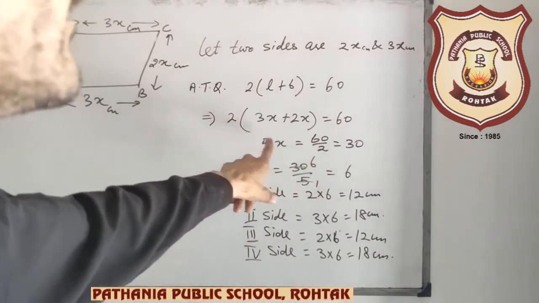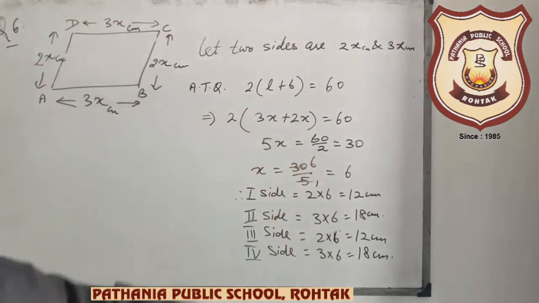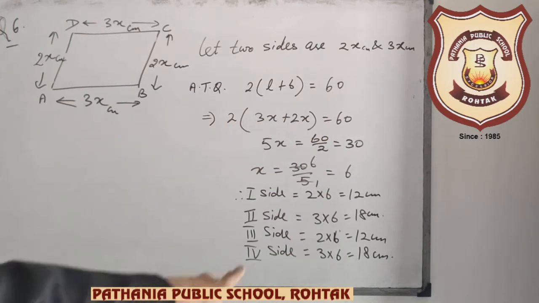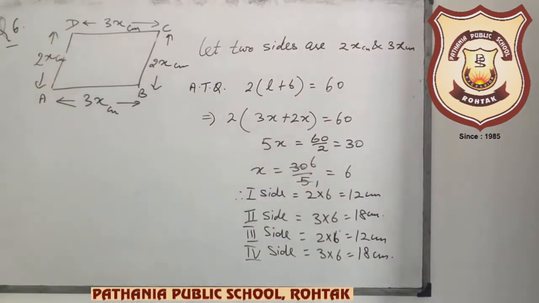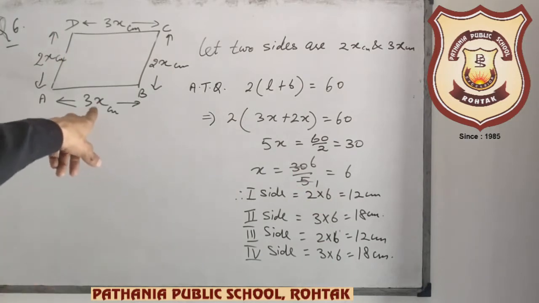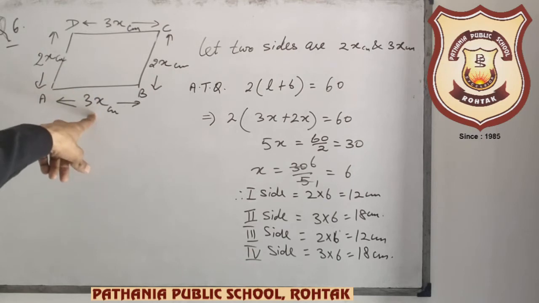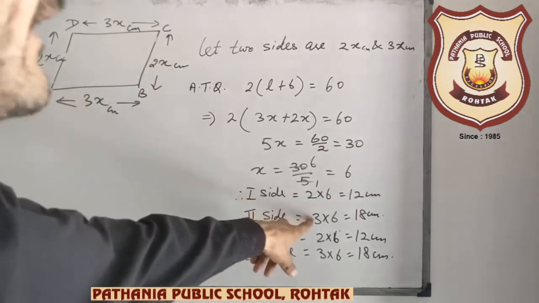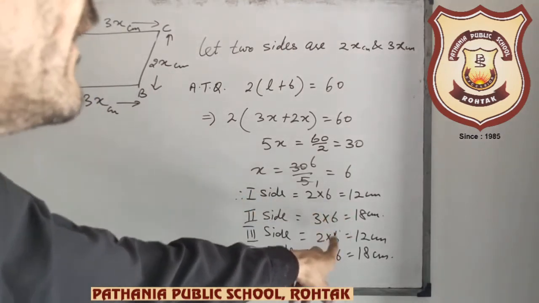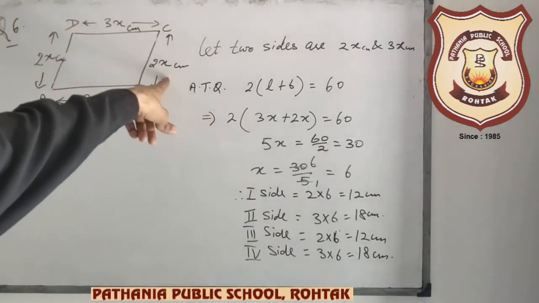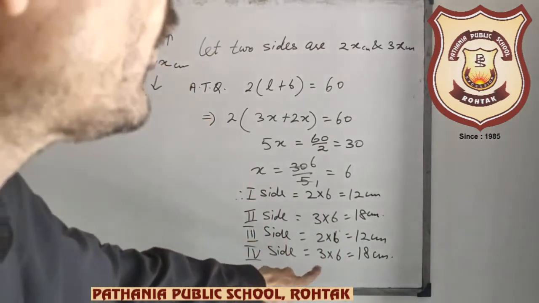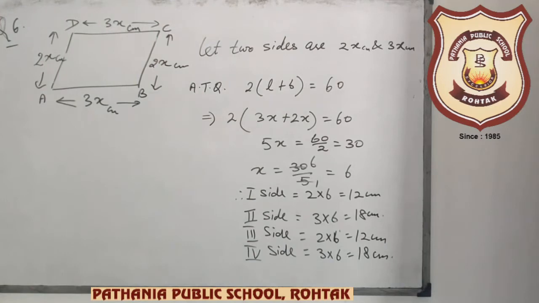So 5x is equal to 60 by 2. That is 5x is equal to 30. x will be 30 by 5, 6. So what is 3x? The first side is 2x, 2 into 6. The second side is 3 into 6 because 3x. Similarly the third side is 2 into 6. The fourth side is 3 into 6. So this is question number 6.